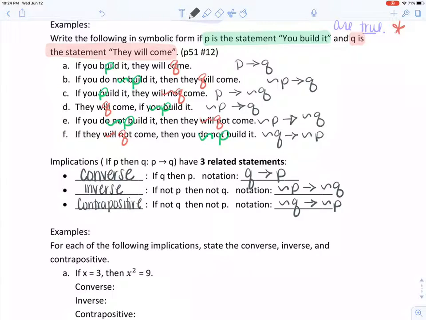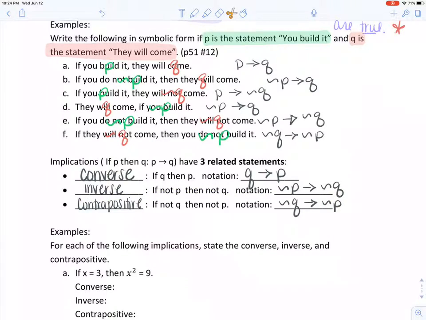The converse, inverse, and contrapositive. You will see on your screen that the converse is if Q, then P, which is written Q arrow P. The inverse is if not P, then not Q. The contrapositive is if not Q, then not P. You'll see the notation for all of those off to the right.